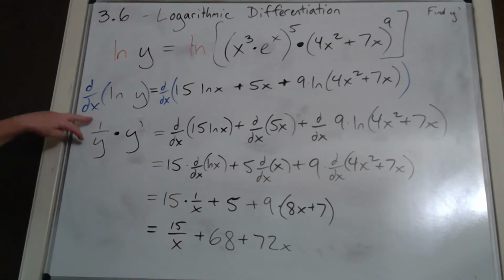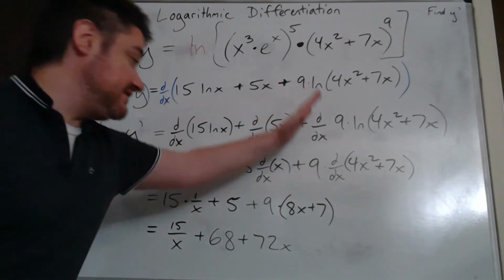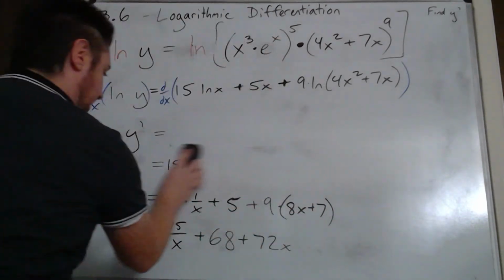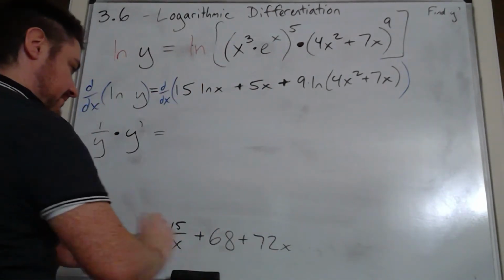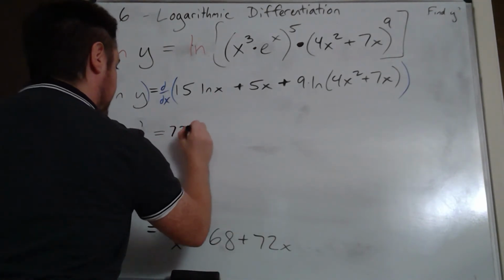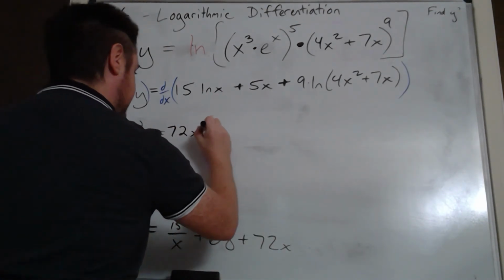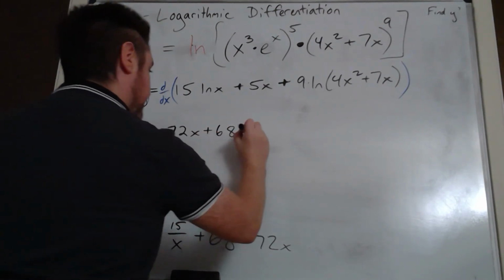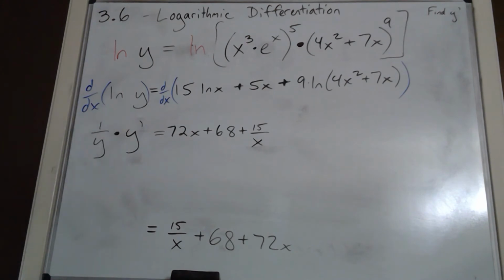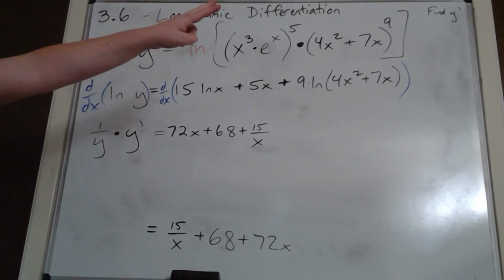Okay, so 1 over y times y prime is equal to all these lines, which we finally summed up to that. So let me scoop my final answer up top a little bit. Let me rearrange the terms just for fun. We're going to write 72x plus 68 plus 15 over x. Just kind of move those terms over. All right. But what do we want to solve for? We want to find y prime.